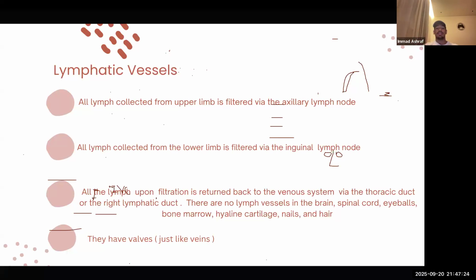But there are certain organs that have no lymphatic drainage. An example is the brain. The brain, the spinal cord, the eyeballs, the bone marrow, the hyaline cartilage, the nails, and the hair have no lymph vessels, so there's no lymph drainage from these. Lymphatic vessels also have valves, just like veins. The reason for this is obvious: the pressure is not high, so the lymph could flow back, and you don't want that to happen.